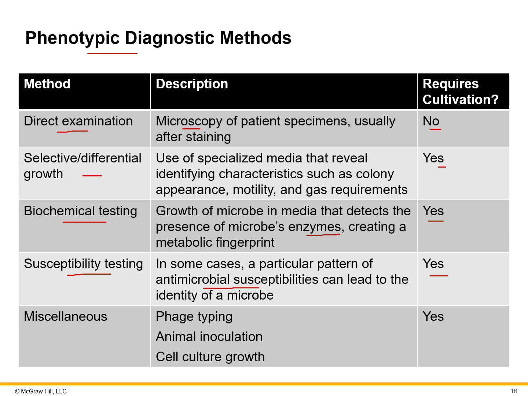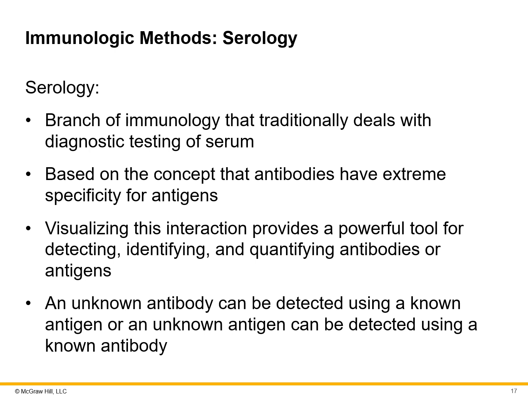And then some of the miscellaneous, so like especially the phage typing that we talked about, again, it still has to be grown in order for the phages to be added to it. Now, with the immunological methods, this is also the term serology, which is a branch of immunology that deals with diagnostic testing of the serum. So it's based on the concept that antibodies are extremely specific to an antigen.